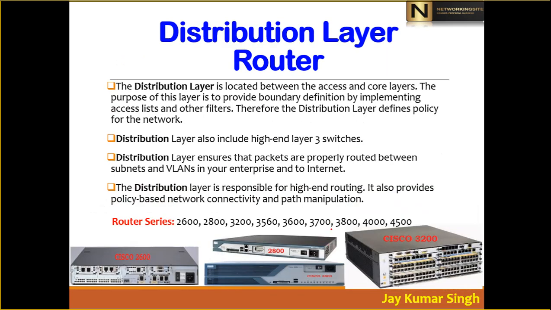Now the distribution layer router will come. Distribution layer routers are located between the access and core layer devices. It's a boundary layer device, a border device. Distribution layer routers are used for high-end data and packet transfer, high-end data switching from one network to another network.